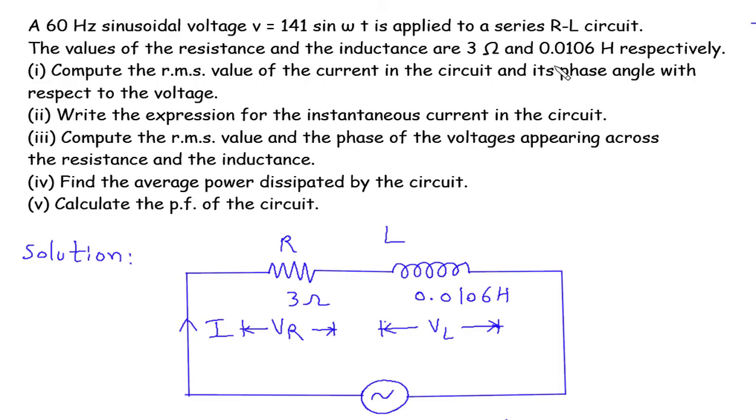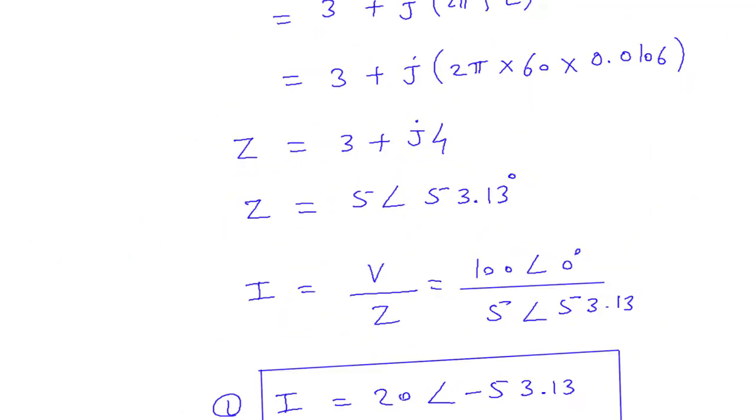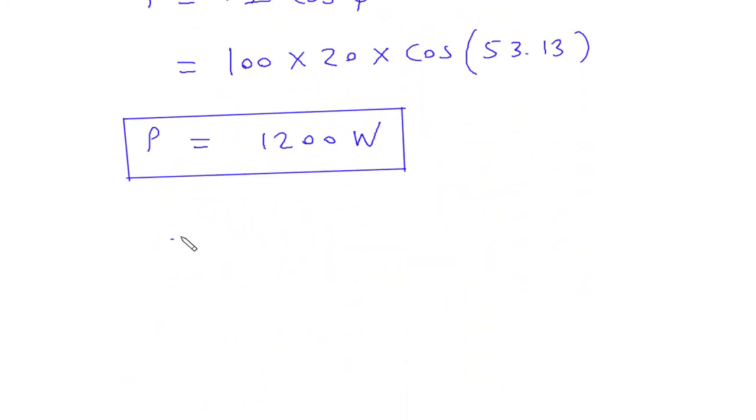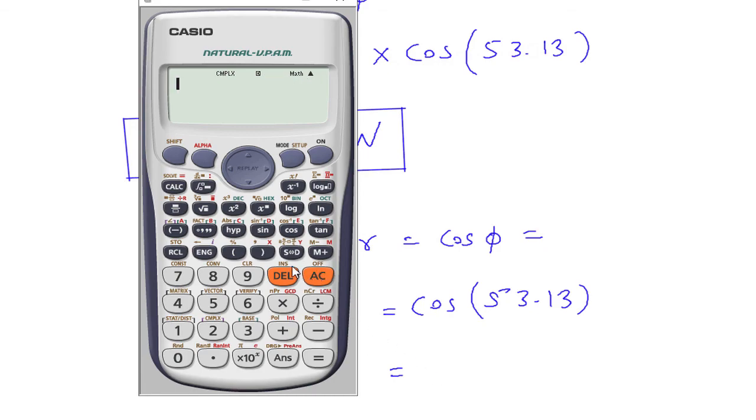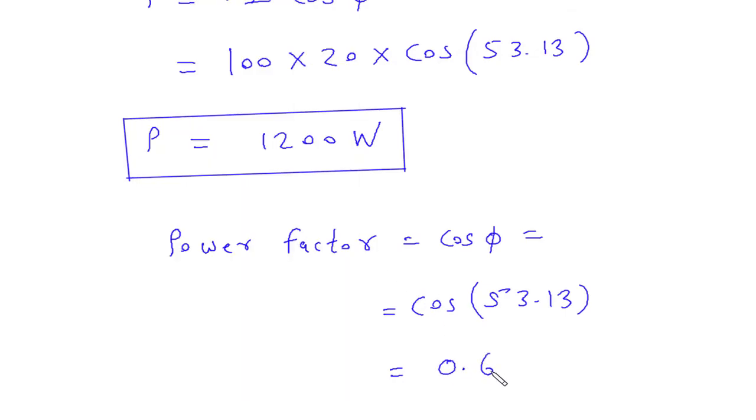Next we have to calculate the power factor of the circuit. So power factor is equal to cos phi, which is equal to cos 53.13. So this will be cos 53.13, it is 0.6. This is the value of power factor.